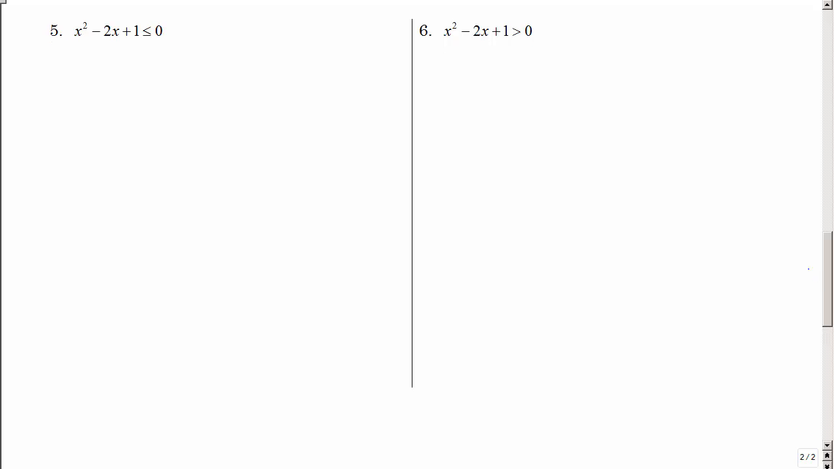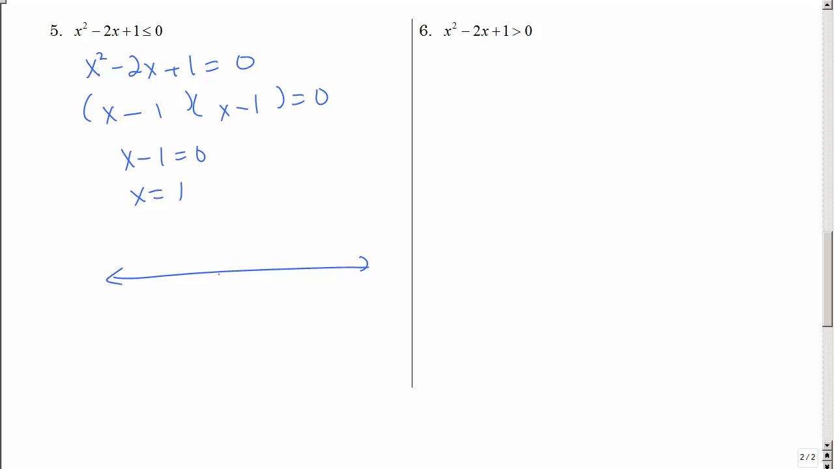Now these are weird. If you notice, they're almost the same problem, but one's less than or equal to, one's greater than. Let's see what happens. So we're going to make it an equation. I can factor that. Ooh, but they're the same. So really, I only have one number that goes on my number line. Just one.